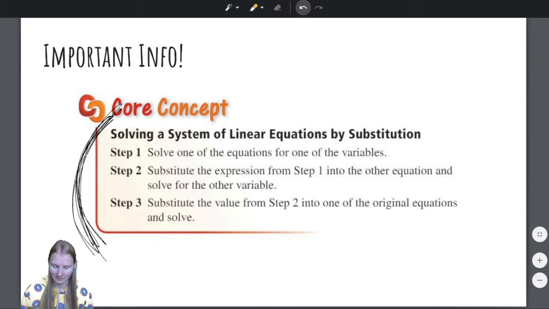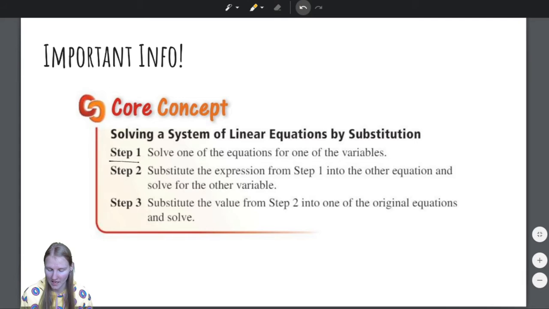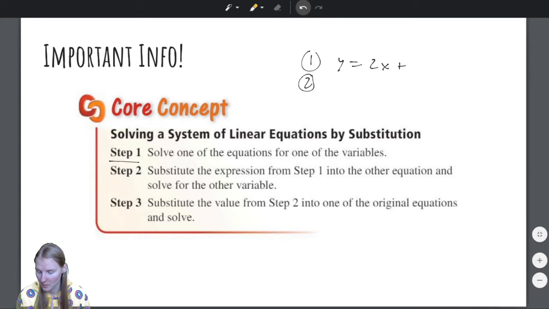So that you can get a better idea of what these steps mean. So step one is solve one of the equations. So remember we have two equations. I'll just make some up real quick.